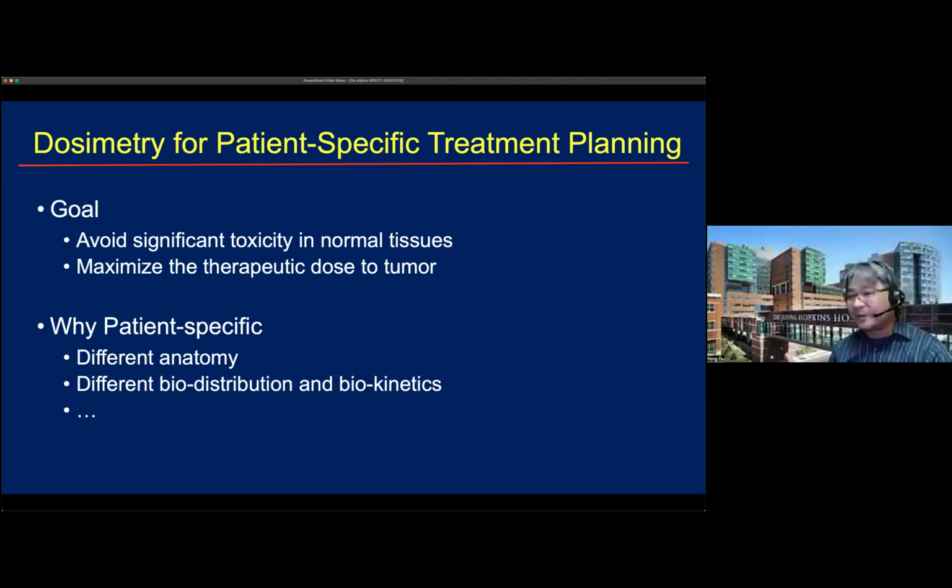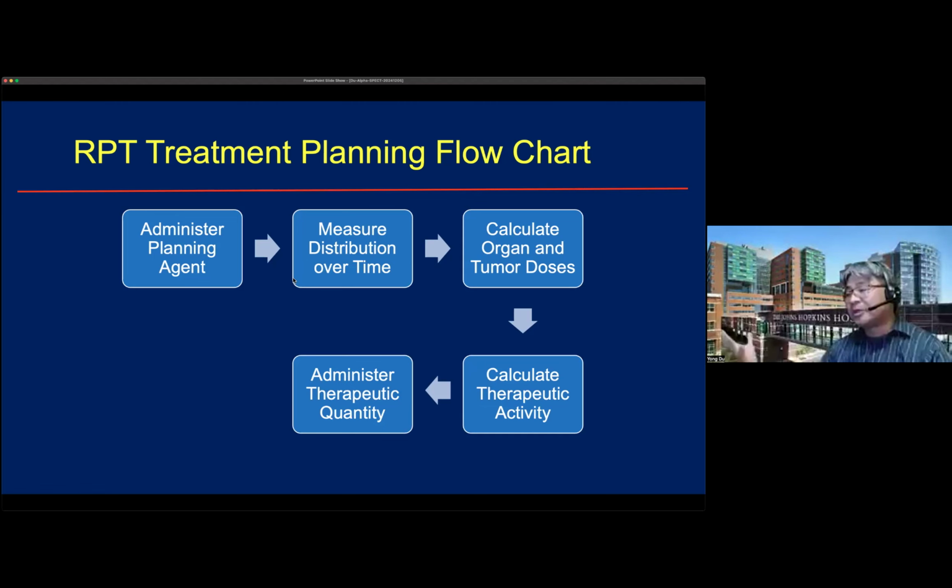So ideally, to have really good therapy efficacy, you want to do treatment planning. Basically, we administer the planning agent, usually a surrogate agent or a low dose of the therapeutic agent. Then we can measure the distribution of those radiopharmaceuticals in the patient's body as a function of time. Based on that, we can calculate organ and tumor dose. Knowing the target tumor dose or the total tolerance dose of the limiting organs, we can calculate the therapeutic activity, how much we want to give to patients. Then we use that to guide the therapy, how much we really inject into the patient to treat the cancers. And we can do this through multiple cycles.